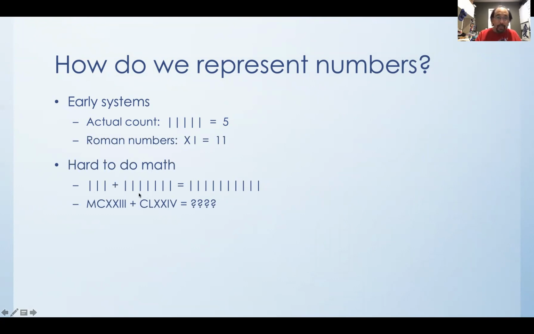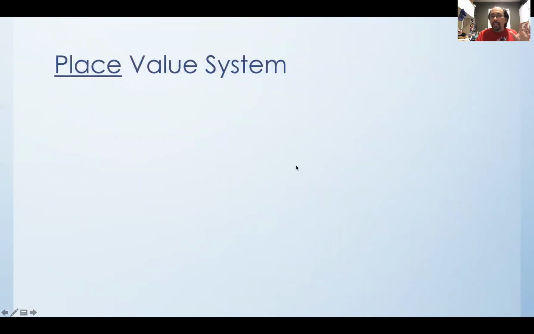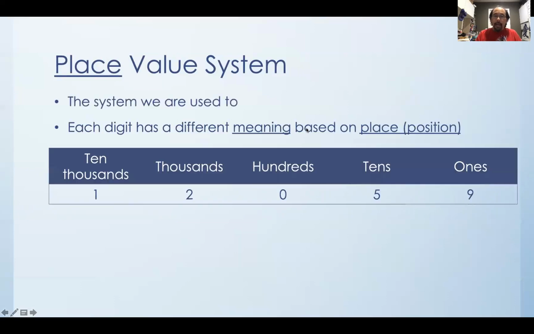3 plus 7 is equal to 10. And in Roman numeral kind of systems here, what does this add up to? I don't know. So we don't actually use any of those systems ourselves. We actually use what is called the place value system.